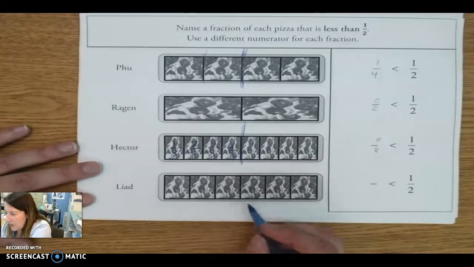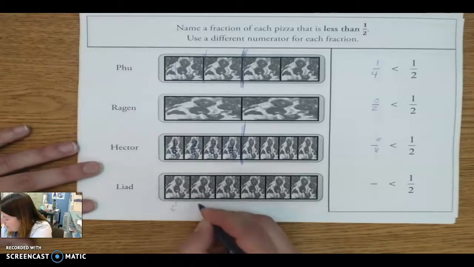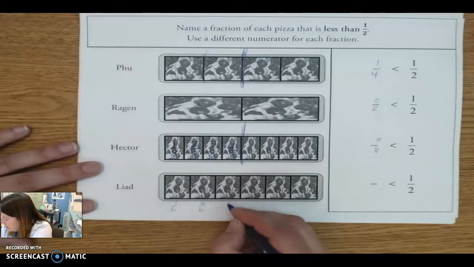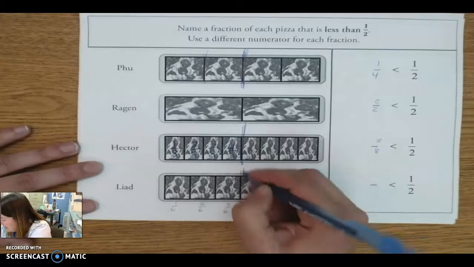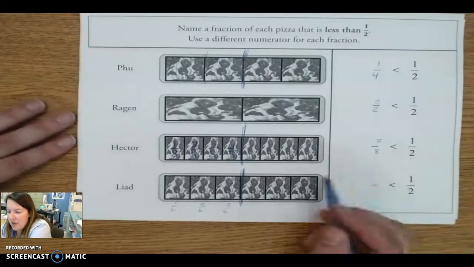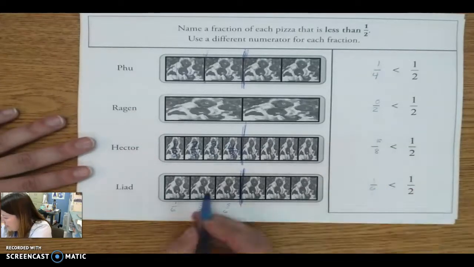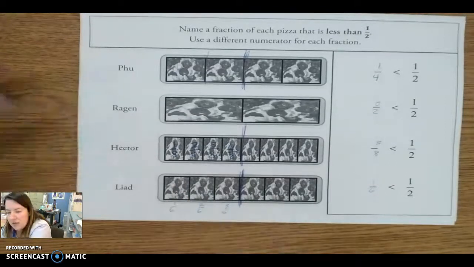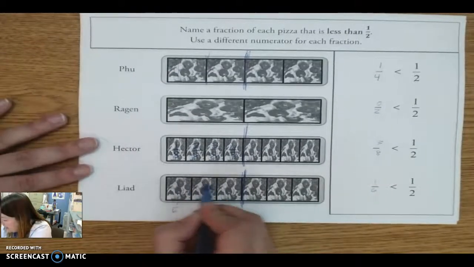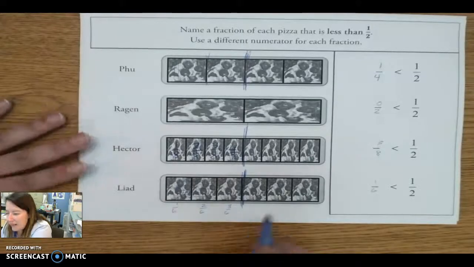And this last one, this one is broken up into sixths, right? So I have 1/6, 2/6, 3/6 is a half. They want us to name something less than a half. So what would be less than a half? Well, 1/6 is less than a half. That would just be this one piece. Or I could have said 2/6. That would be both of these. Either one would be less than a half.